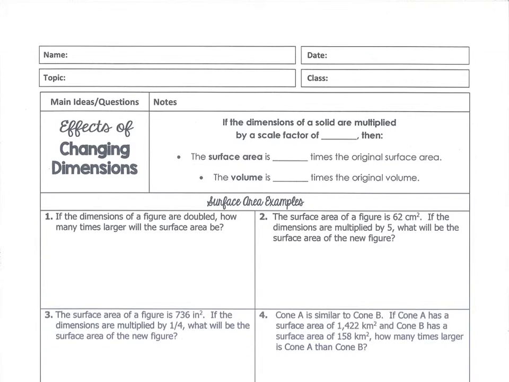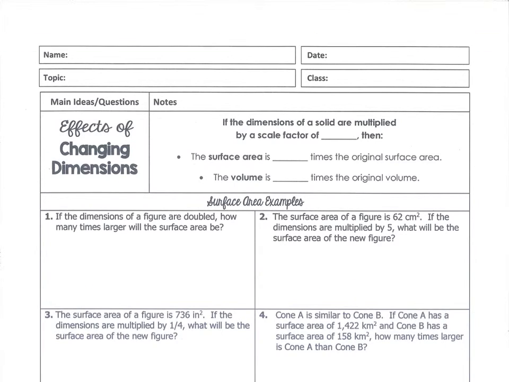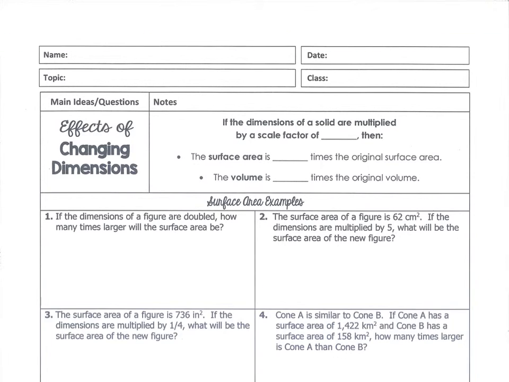In other words, if I had a cube and I multiplied every dimension by 2, that makes the new cube similar. But what if I only change the height dimension of the cube by multiplying by 2 and not the length and the width of the base? Then I don't have a similar figure, but I can still determine the effects of changing that one dimension on surface area and volume. It takes a little bit more work. So our concept, or our topic, is changing dimensions.